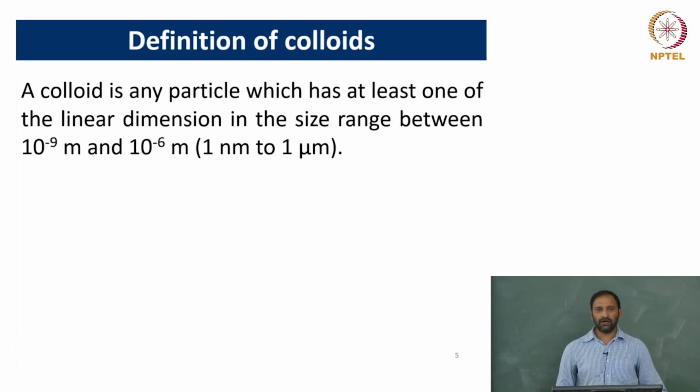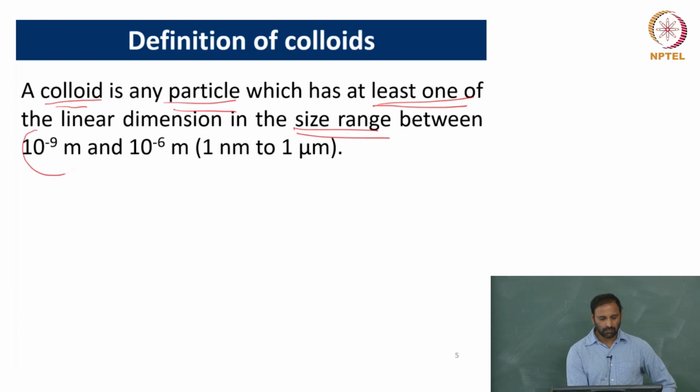Now, the definition is a textbook definition. You will see it in a lot of forums as well. A colloid is any particle which has at least one dimension in the size range between 10 power minus 9 meter and 10 power minus 6 meter, that corresponds to 1 nanometer to about a micrometer. So the moment you have any particle in this size range, that is what is called a colloid.